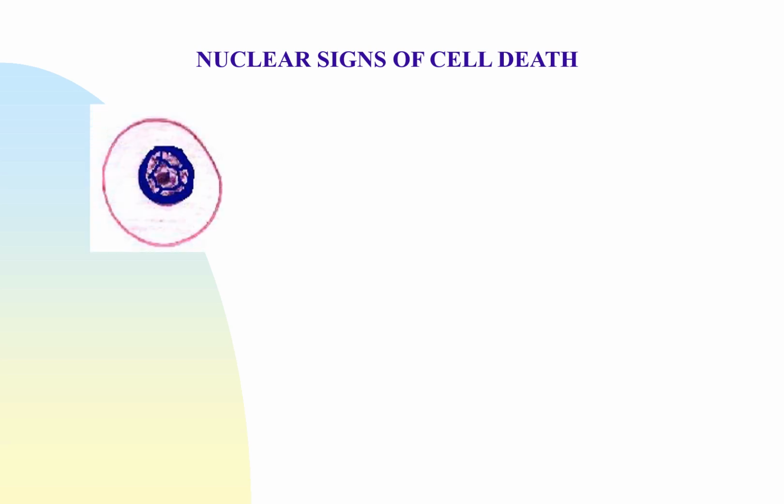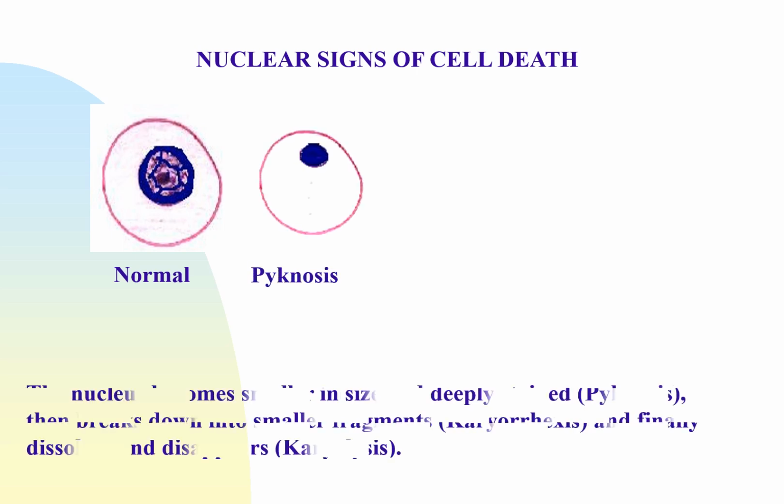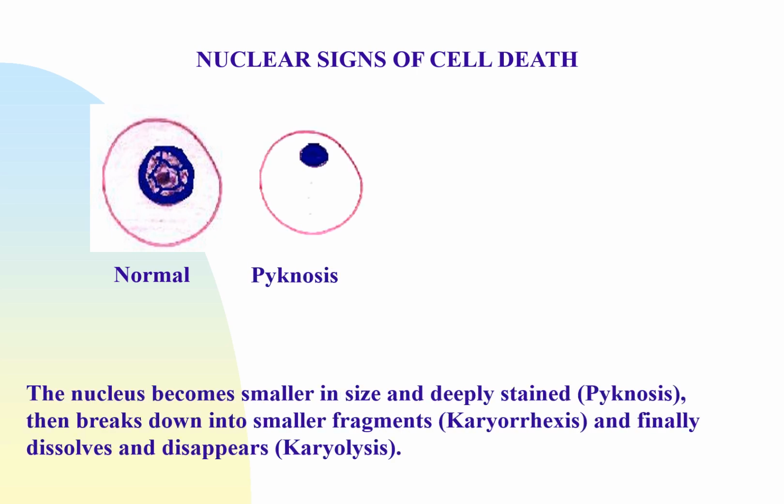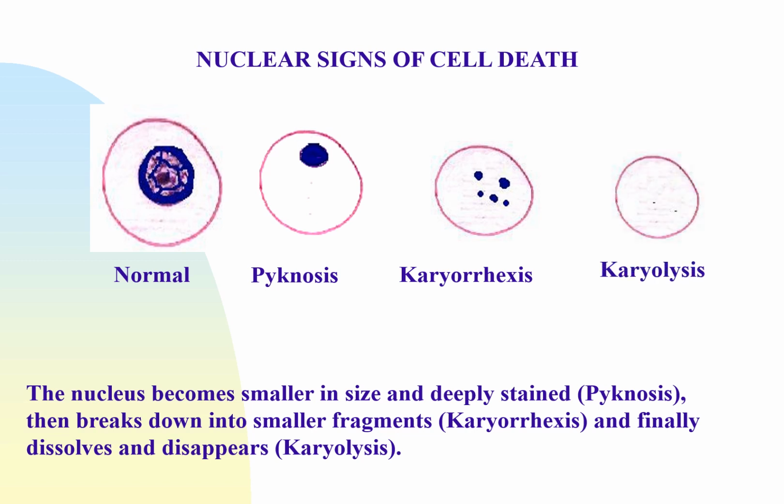Nuclear signs of cell death. The nucleus becomes smaller in size and deeply stained, pyknosis, then breaks down into smaller fragments, karyorrhexis, and finally dissolves and disappears, karyolysis.